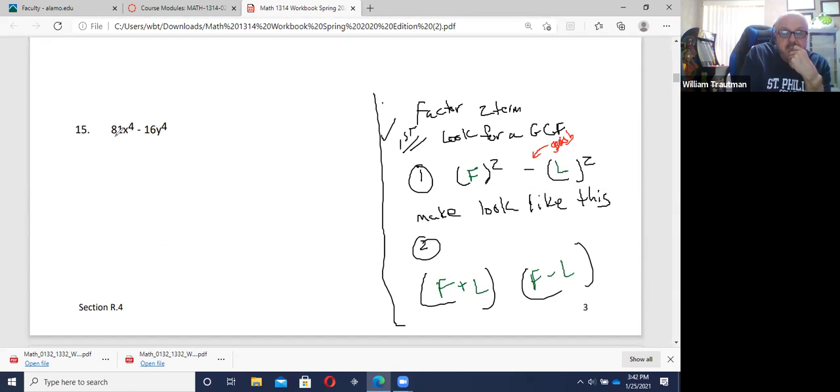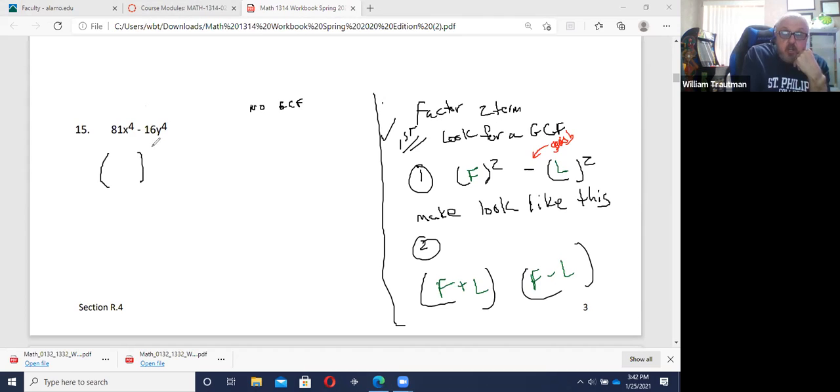So 81 and 16, look for a GCF first. Nothing. 81 is 9 times 9, which is 3 times 3 times 3 times 3. 3 doesn't go into 16. 9 doesn't go into 16. And there's X's over here and Y's over here. So there's no X's and no Y's. Nothing factors out. There's no GCF. And I'm just going to write that over here. No GCF.